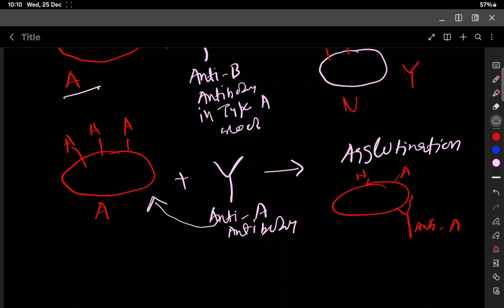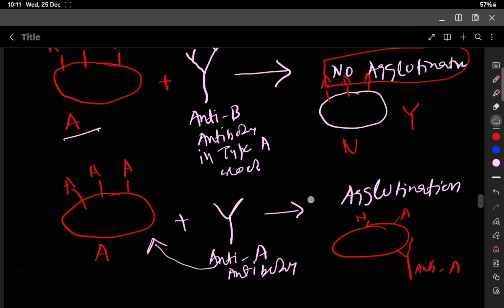One more thing we have to remember here: in case of a mismatched transfusion, the transfusion reactions occur between the donor's RBC and the recipient's plasma. So the reactions will occur between the donor's RBC and the recipient's plasma. If the donor's plasma contains agglutinins against the recipient's RBC, agglutination does not occur, like here.